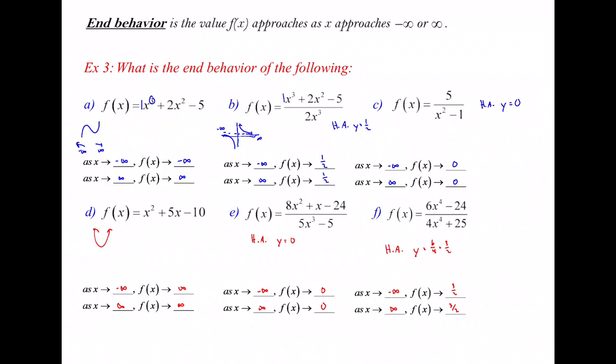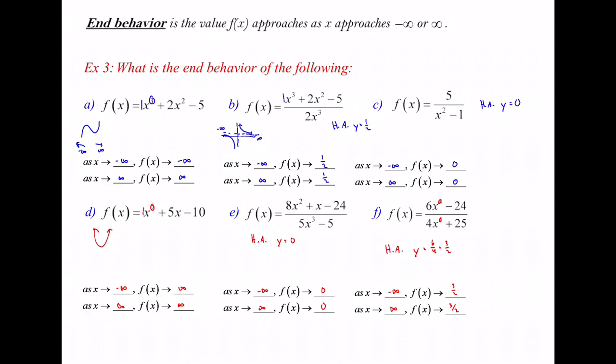So hopefully you paused the video and did those last three. The D is a quadratic. It's opening up. It has an even degree with a positive leading coefficient. So as x goes to negative infinity and infinity, f of x both go to positive infinity. On E, the horizontal asymptote is y equals 0, once again because the degree on top is smaller. So therefore the end behavior is 0. And then on F, the horizontal asymptote with the same degrees of x to the fourth, it's 6/4 or 3/2. So once again, as x approaches infinity and negative infinity, f of x will approach 3/2.